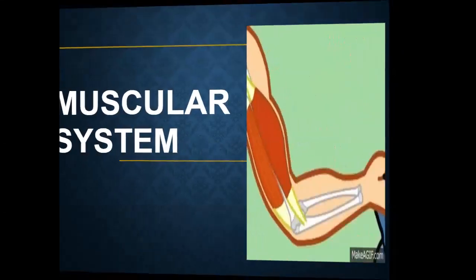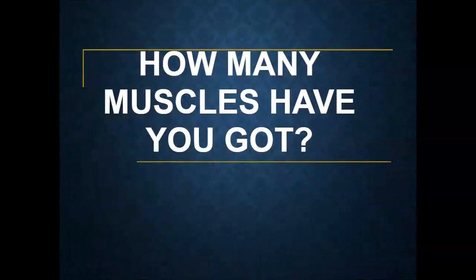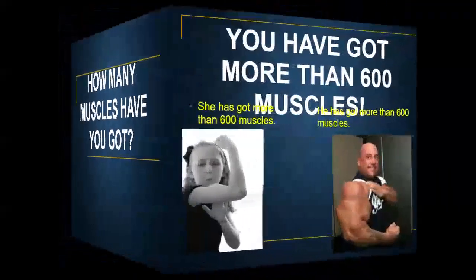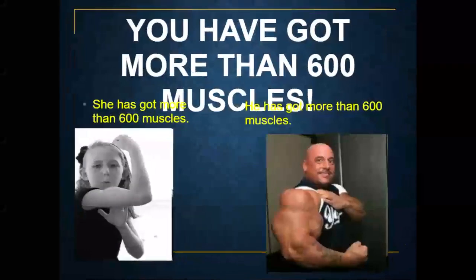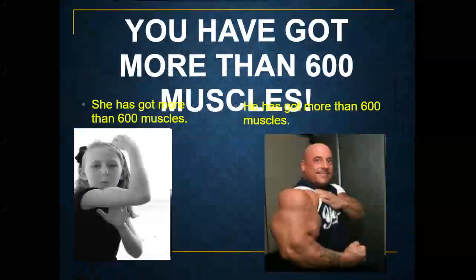Children, now tell me, how many muscles have you got? Okay, let me just tell you, children, you have got more than 600 muscles. So nearly 650 muscles are there in our body, children.